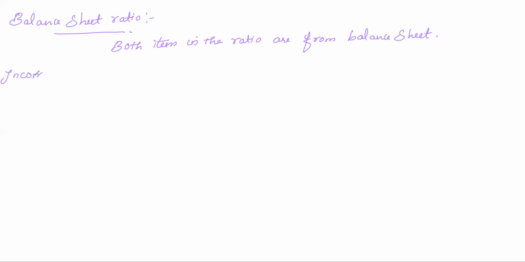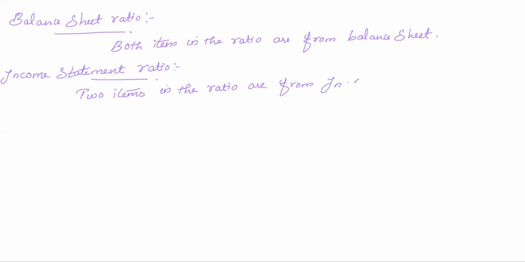Then second one, income statement ratio. Income statement ratio means if the two items in the ratio are from the income statement, it is classified as income statement ratio.